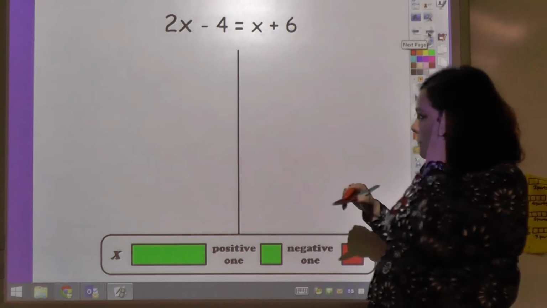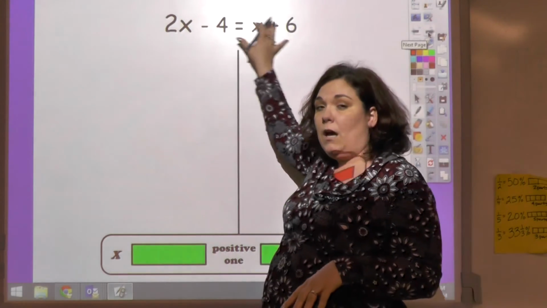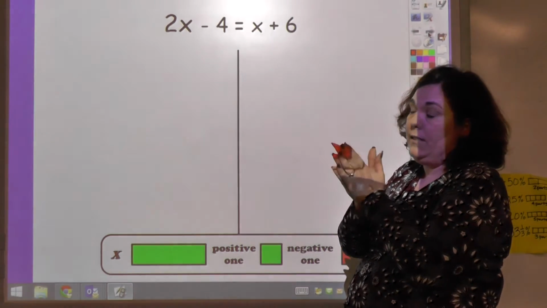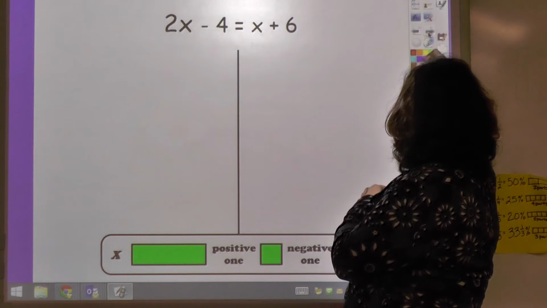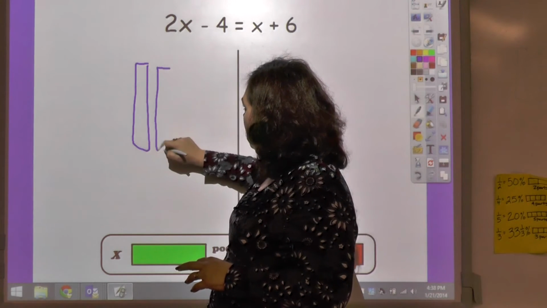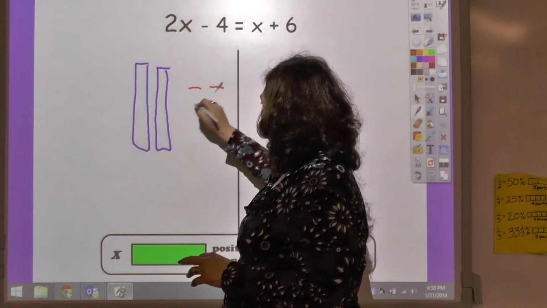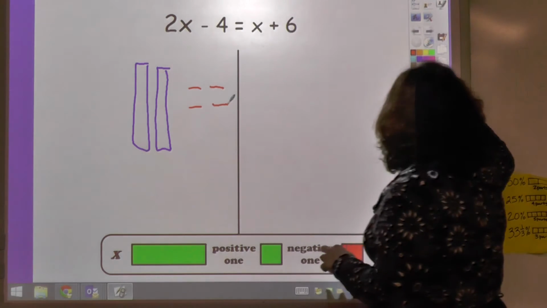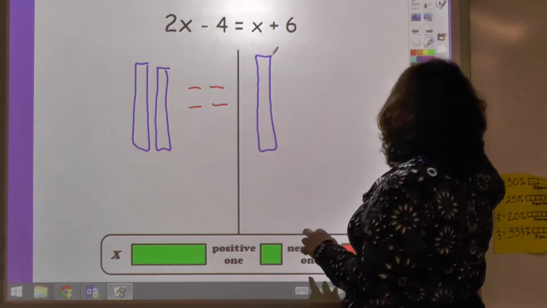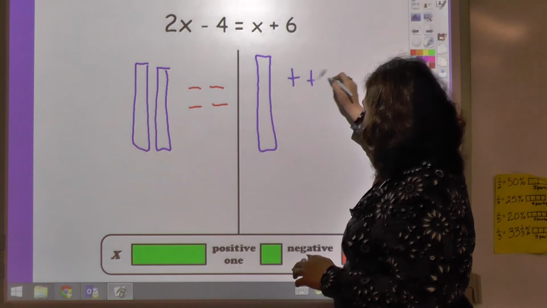Okay, and sometimes you're going to be given variables on both sides of the equation, and you're still looking to get x all on one side, x by itself. So you have to draw the model of what's represented in the problem. Here's 2x, and then -4. And then you have x on this side, and a +6.